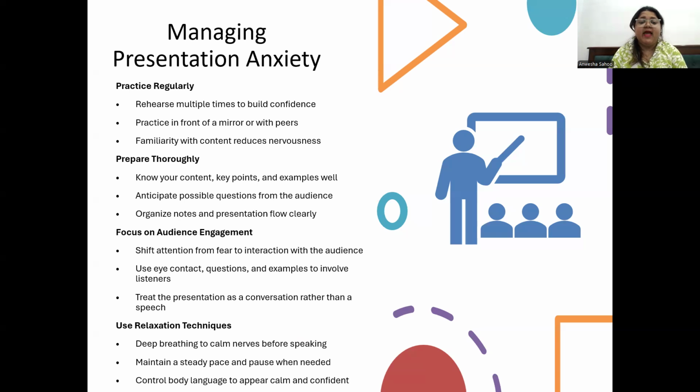Anticipate possible questions from the audience. Organize notes and presentation flow clearly, because if you understand what you are going to present, if you understand your audience group, then you may sometimes anticipate that the audience may ask such questions. So then you prepare accordingly with your answers, and then you prepare a note along with that. You keep a presentation flow accordingly.